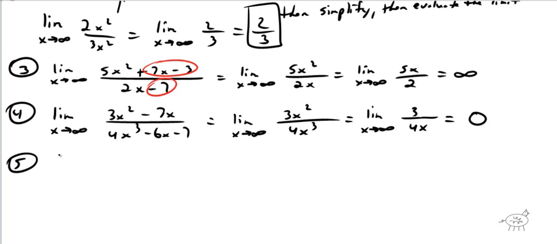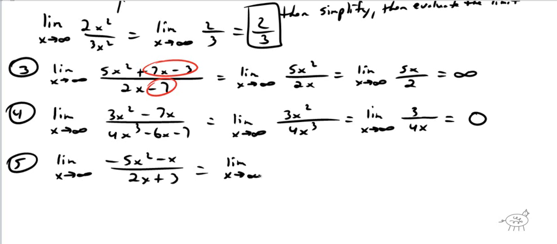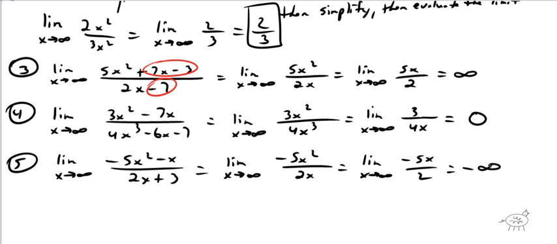Okay, and then the last one here, limit as x approaches infinity of negative 5x squared minus x over 2x plus 3. We'll get limit as x approaches infinity of negative 5x squared over 2x. So it cancels, and we get negative 5x over 2. So what happens when x goes to infinity for this one? Well, doesn't it go to negative infinity? Sure it does. Negative infinity.